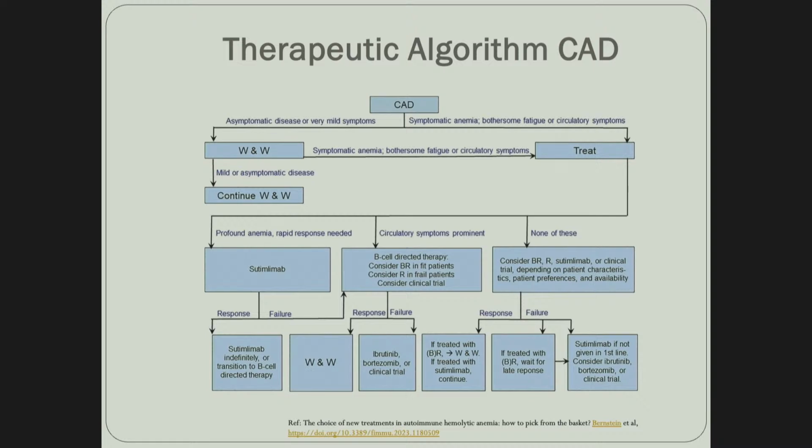in this condition. Sutimlimab, a few studies have reported, but it is not showing effect on circulatory symptoms. It is just treating profound anemia. There is a rapid response in these cases. But in order to control circulatory symptoms, B cell directed therapy is showing effect. So maybe rituximab with fludarabine, or rituximab with bendamustine. These types of drugs can be utilized. If there is a response, you can go for wait and watch, or the rest of the drugs which are under clinical trials may be tried in these cases.